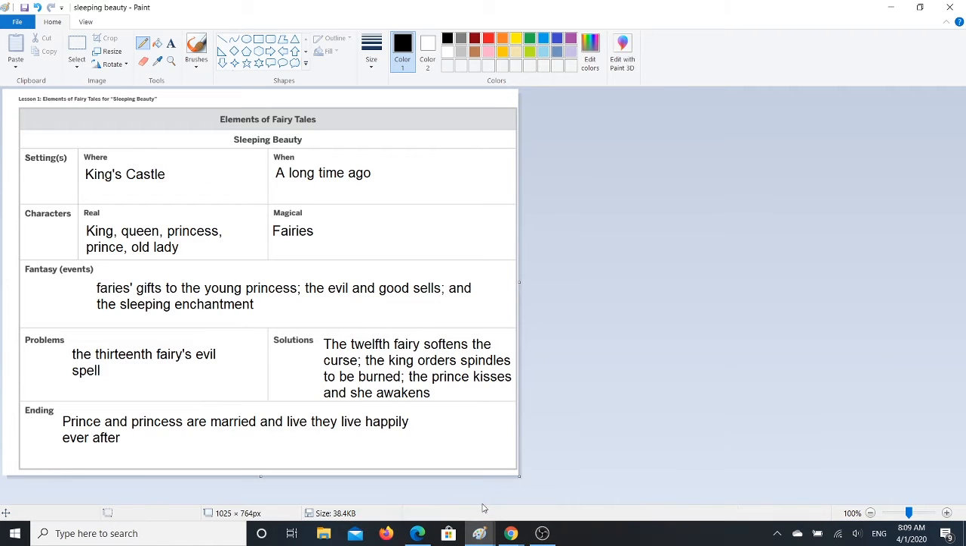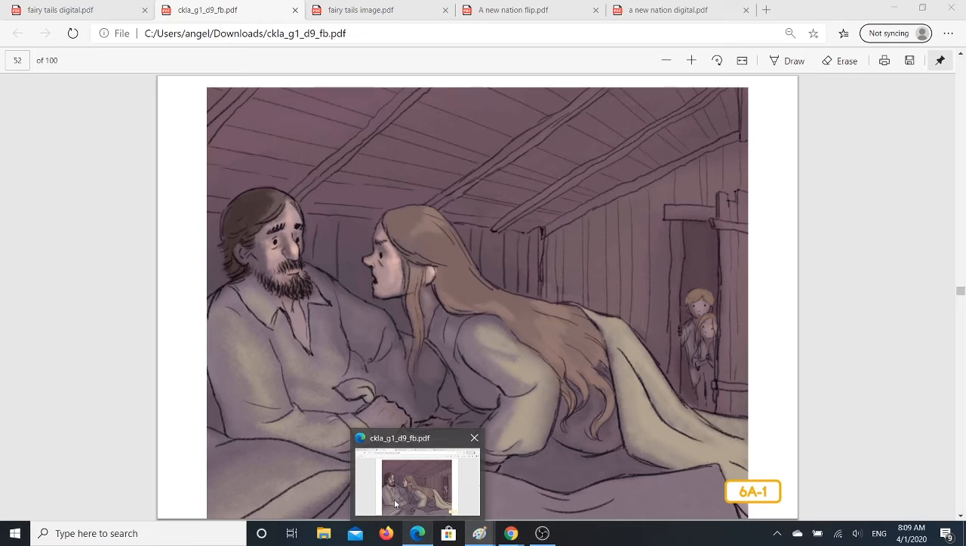Okay. In Sleeping Beauty, the problem was the 13th fairy's evil spell. And the solutions were that the 12th fairy softened the curse, and the king ordered all the spindles to be burned. And at the end, the prince kisses the princess, and she awakens.